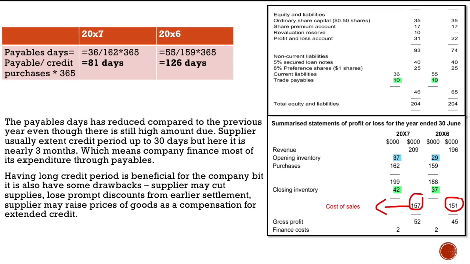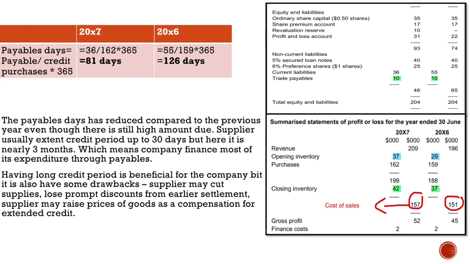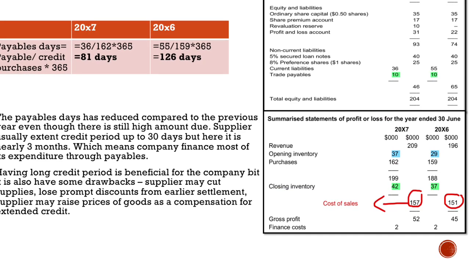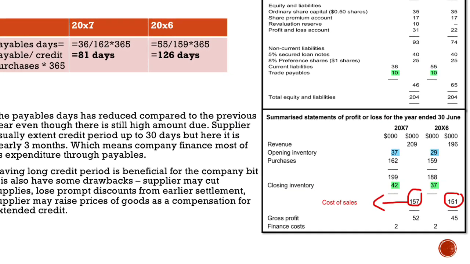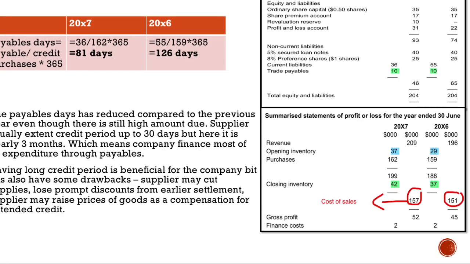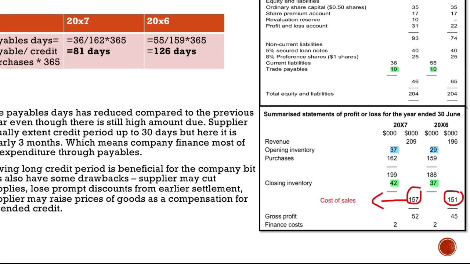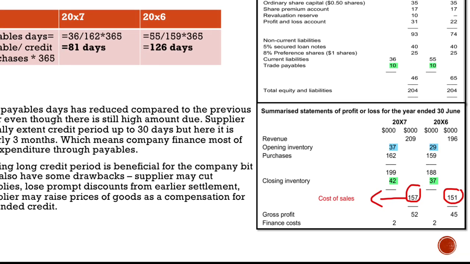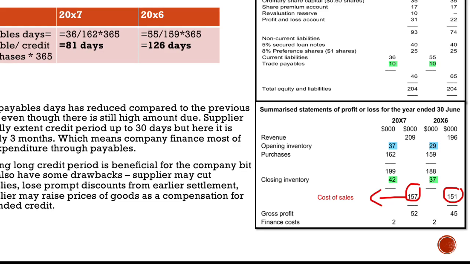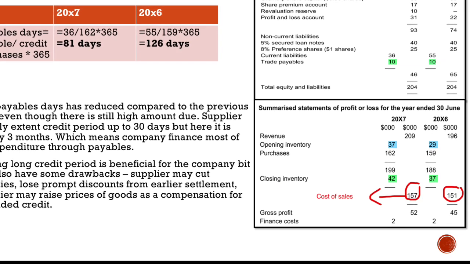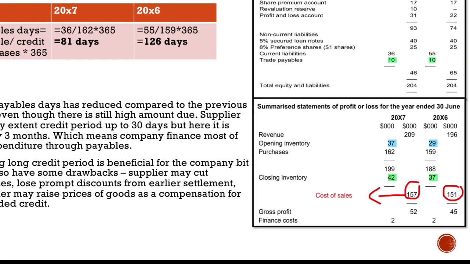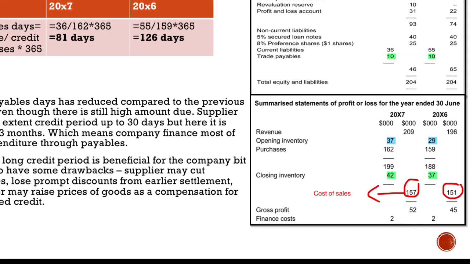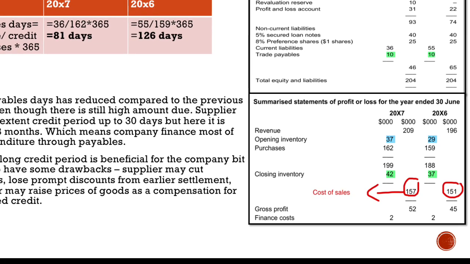So next we have to calculate payables days, that is payables divided by credit purchases into 365 days. So payable figures you will find in statement of financial position, and purchases figures you will find in statement of profit and loss. So both the figures you will divide. For 2006 55 divided by 159 into 365 you'll get 126 days, and for 2007 the final answer will be 81 days. So we find that the payable days have decreased.